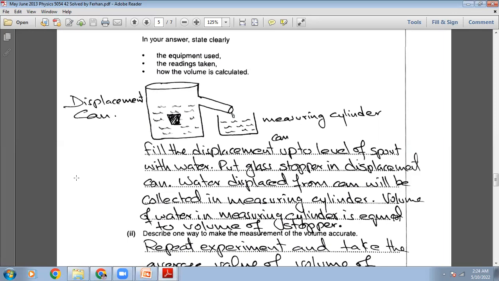So I have written: fill the displacement can up to the level of the spout with water, put the glass stopper in the displacement can, and the water displaced from the can will be collected in the measuring cylinder. The volume of the water in the measuring cylinder is equal to the volume of the stopper. It's a 3-mark question, so that is our answer.